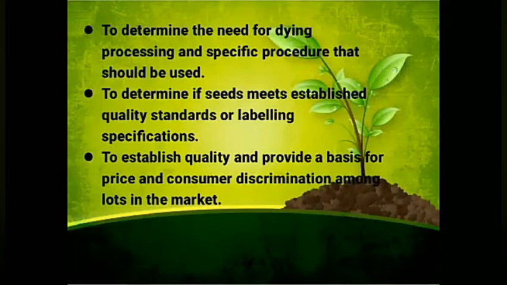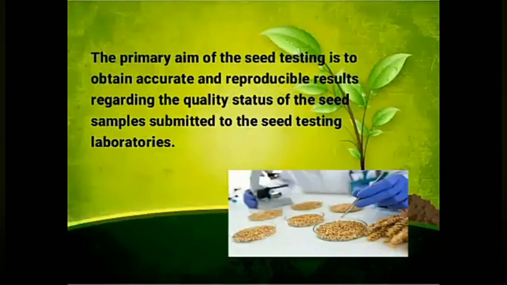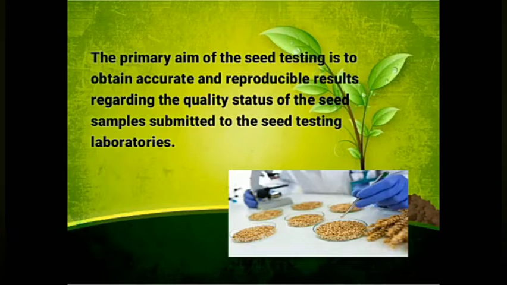To determine the need for drying and processing and the specific procedure that should be used. To determine if seed meets established quality standards for labeling specifications. To establish quality and provide a basis for price and consumer discrimination among lots in the market. The primary aim of seed testing is to obtain accurate and reproducible results regarding the quality status of the seed samples submitted to the seed testing laboratories.